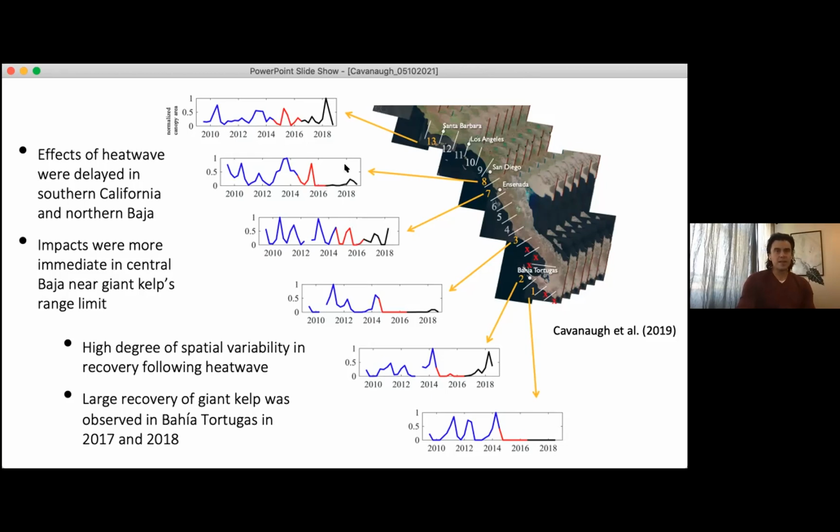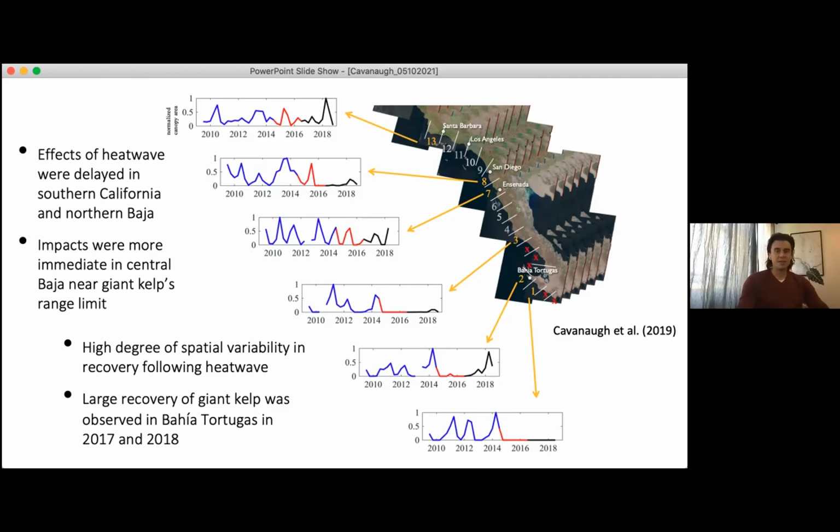It was only towards the end of the heat wave where you see kelp dropping and staying at below average levels. Then in Santa Barbara, in some of these northern segments, there was actually pretty quick recovery, right? A year or two after the heat wave ended, we're back up to typical levels. San Diego had a delayed recovery. For a few years after the heat wave, kelp was at very low levels, whereas Ensenada recovered more similar to Santa Barbara. It came back quick.